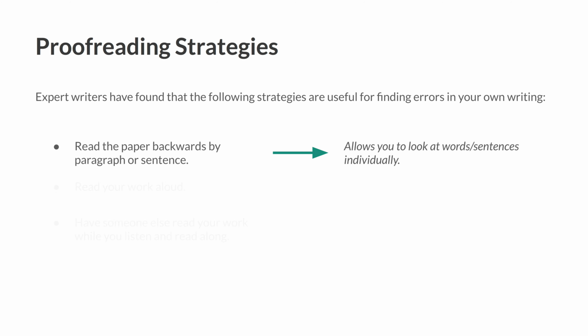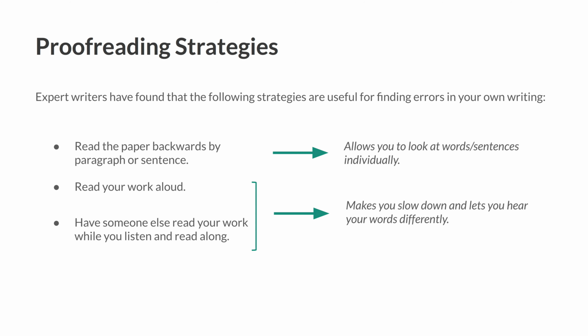Another strategy you can use is to read your work aloud, or you can have somebody else read your work while you listen and read along. This is an awkward thing to do. It's good to do in the privacy of your home or your bedroom if you want to. But the reason why reading aloud works, as we've talked about, is because it makes you slow down and it lets you hear your words differently. You can find different words that are missing. You can see if you have some punctuation errors or those types of things, because reading aloud makes you slow down and pay attention to the words themselves in a way that you can't do when you're reading it quickly.